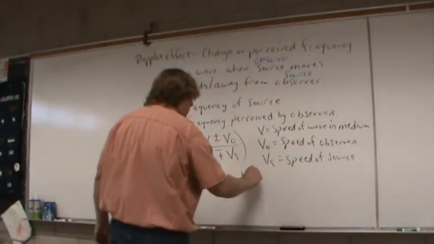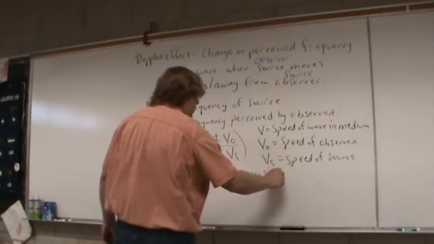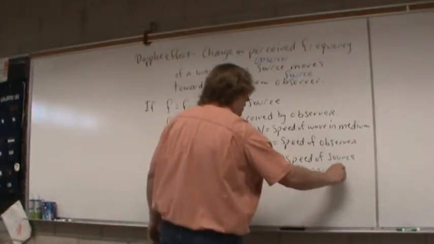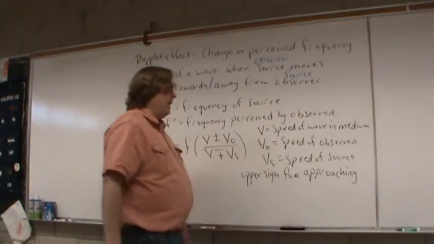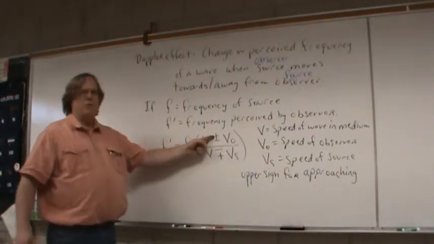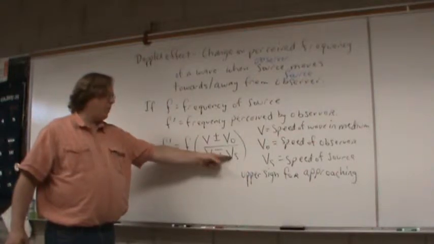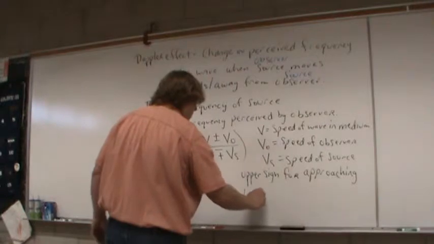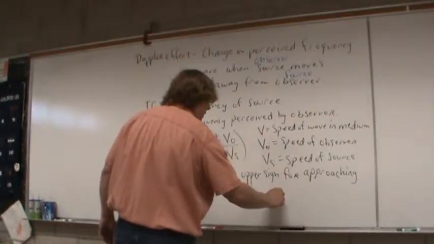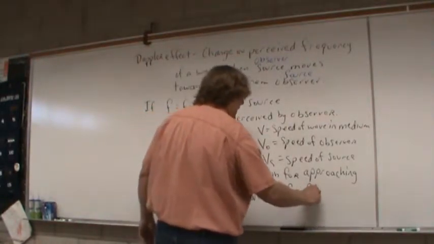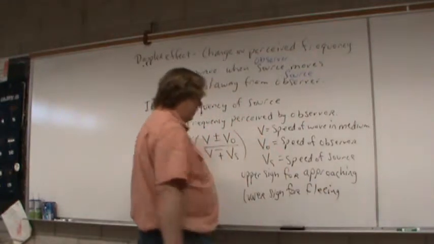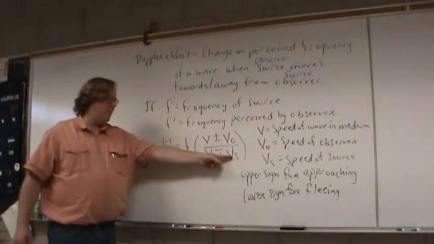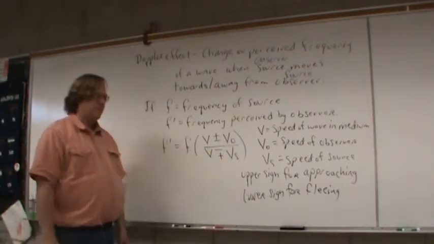You're going to use the upper sign for approaching. That is, if the observer is approaching the source, you use the upper sign. If the source is approaching the observer, you use the upper sign. The lower sign is for fleeing. If the observer is fleeing the source, you use the minus. If the source is fleeing the observer, you use the plus.